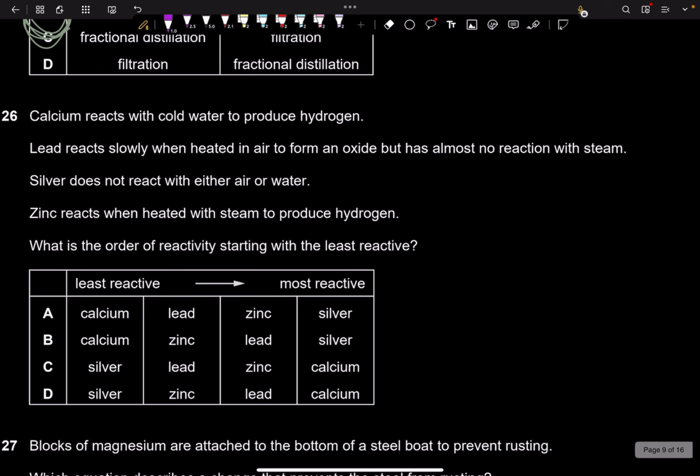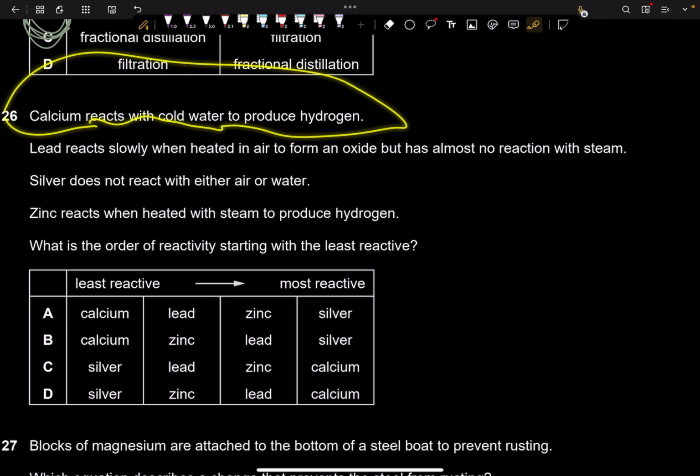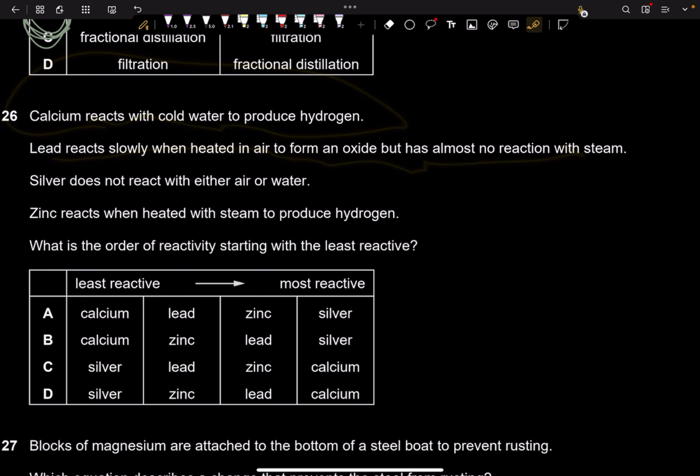Calcium reacts with cold water to produce hydrogen. Lead reacts slowly when heated in air to form an oxide but has almost no reaction with steam. Silver does not react with either air or water. Zinc, when heated, reacts with steam to produce hydrogen. Now we have to arrange them.